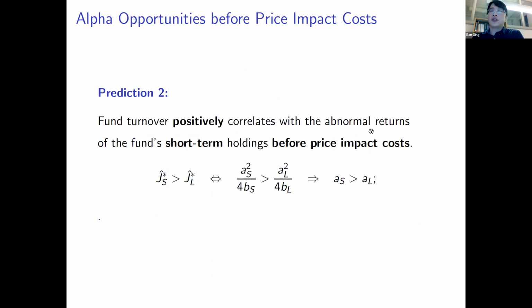So now we turn to our second prediction, which says that fund turnover positively correlates with the abnormal returns of funds' short-term holdings before price impact cost. From this equation, we show that if a fund chooses the short-term investment opportunity, that is because the short-term opportunity gives better value added. And that's only the case if the short-term opportunity has a higher alpha.